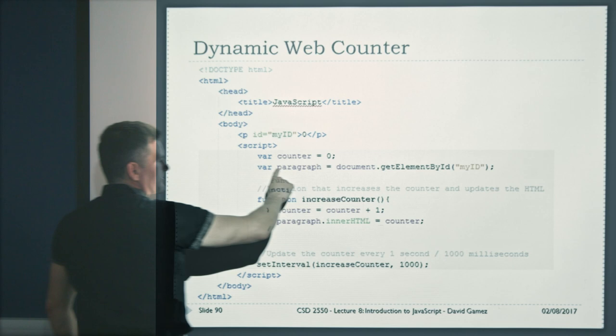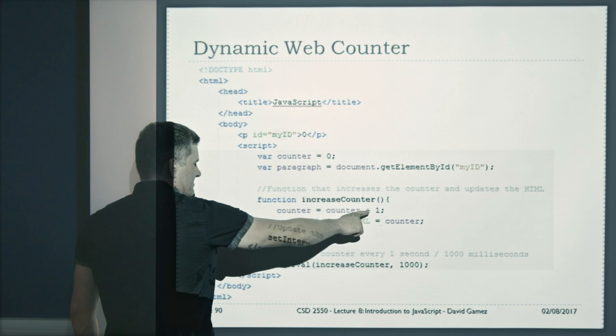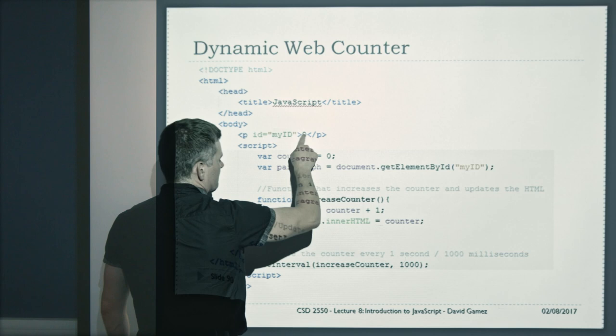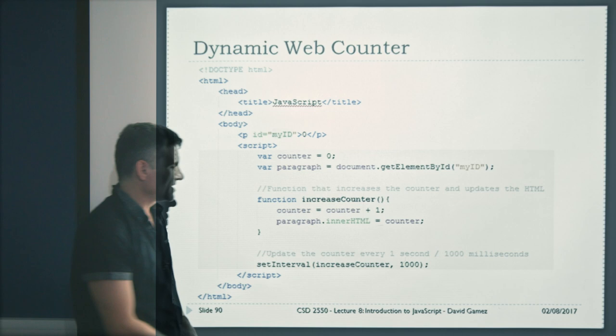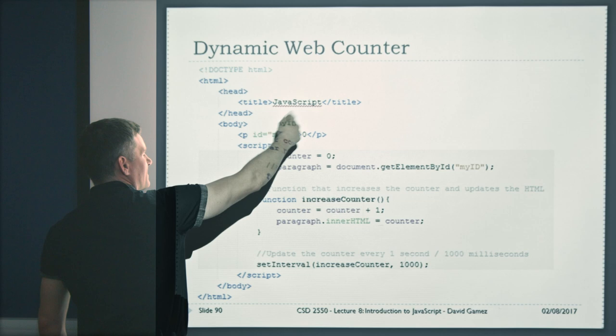We're getting a reference to this paragraph here, using document.getElementById, as I just explained. Then we've got a function that will take this variable and increase it by 1, and then it will change the contents of this paragraph to reflect the value of the counter. Then all we're going to do is call setInterval, and we're going to say that this method should be called every 1000 milliseconds. So every 1000 milliseconds, it's going to call this function, increase the counter by 1, and change the paragraph. So what we're going to see is it's going to go 0, 1, 2, 3, 4, 5, and so on and so forth. And we can quickly write that now as part of the demo.